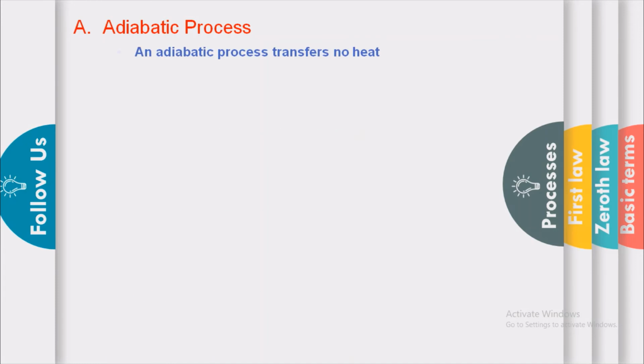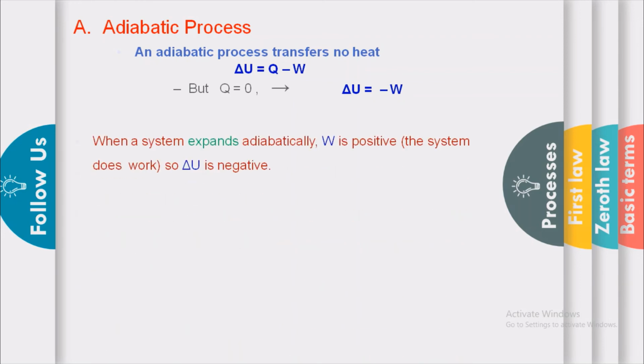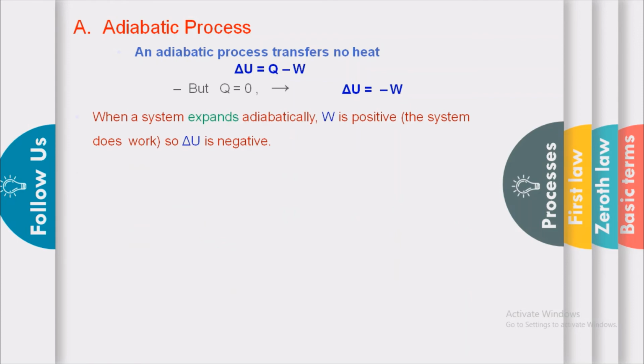Adiabatic process means what? Here no heat transfer will occur. Okay, and as we know, according to the first law of thermodynamics, delta U is equal to Q minus W. But for the adiabatic process, our Q is equal to 0. Then the formula becomes delta U is equal to minus W. Okay. When a system expands adiabatically, then W is positive. That means the system does work. So delta U is negative.